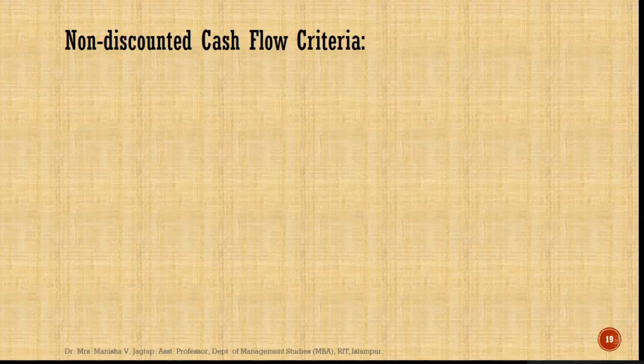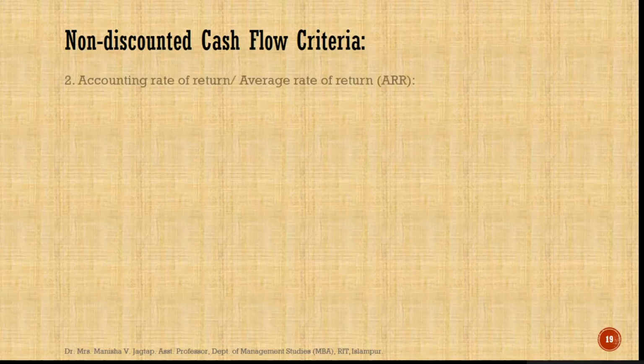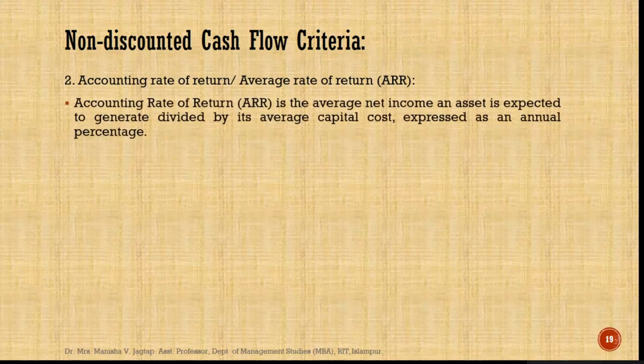Also, in the last lecture, we started with the first technique, the payback method of evaluating an investment proposal. Now we are going to discuss the second technique, which comes under non-discounted cash flow criteria, that is accounting rate of return, also called the average rate of return method, that is ARR. Accounting rate of return is the average net income an asset is expected to generate divided by its average capital cost, and it is expressed as an annual percentage.